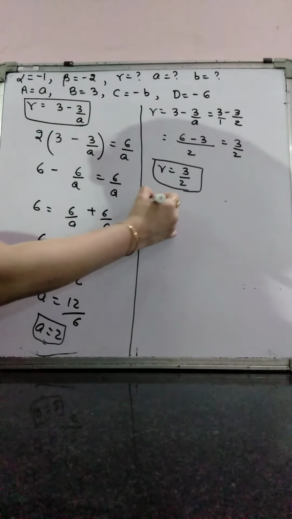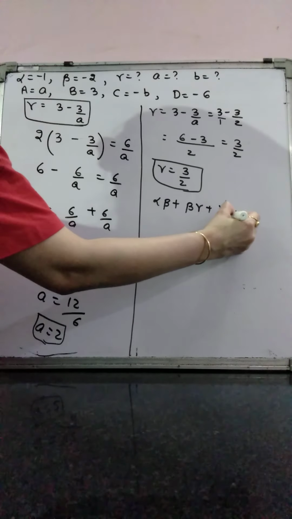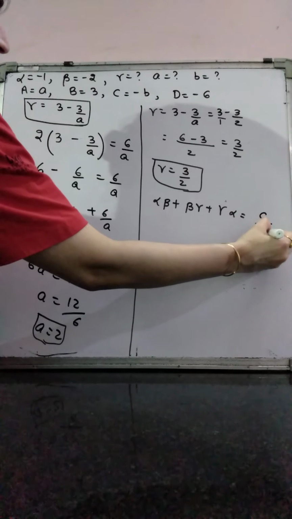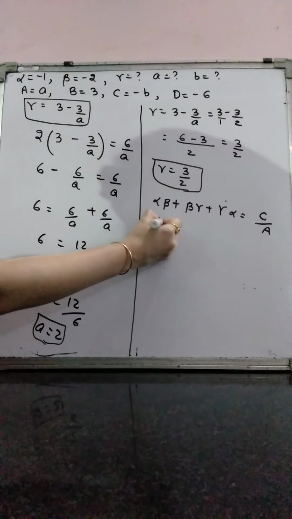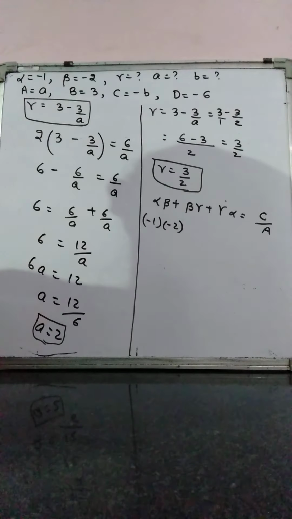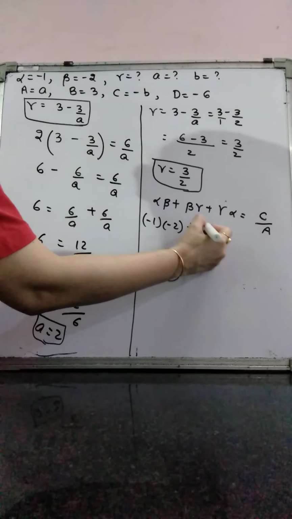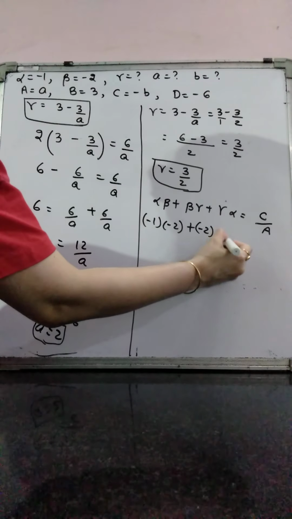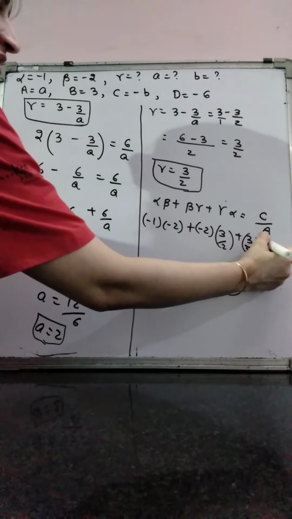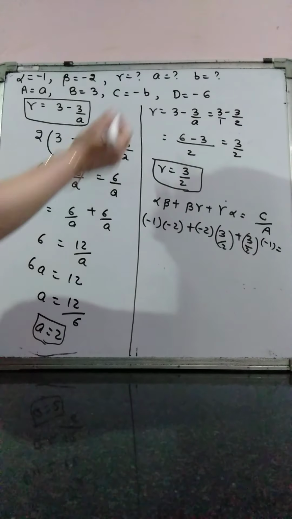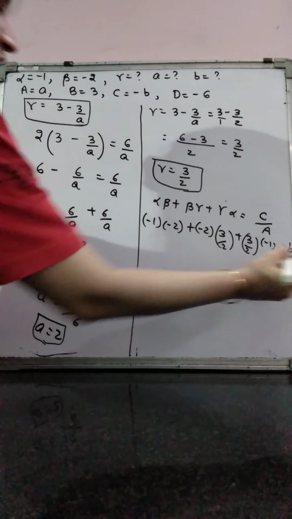Now apply the third formula. Sum of product of zeros, alpha beta plus beta gamma plus gamma alpha is equal to C by A. Now substitute the value of alpha, that is minus 1, the value of beta minus 2, the value of gamma 3 by 2, and the value of alpha minus 1. For capital C, the value is minus b, and for capital A, the value is small a.